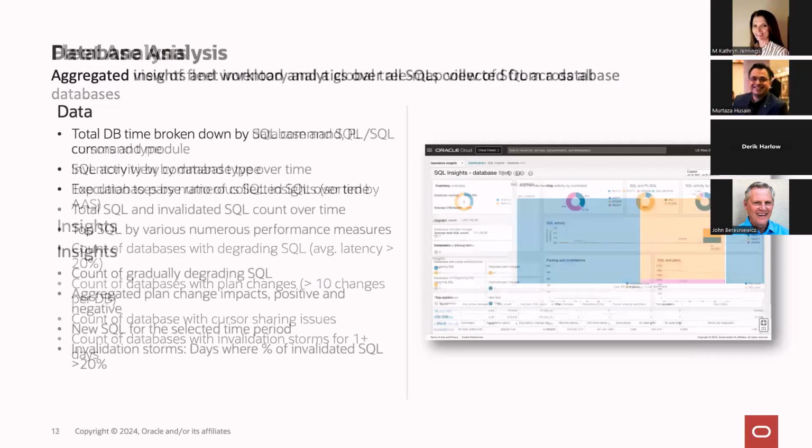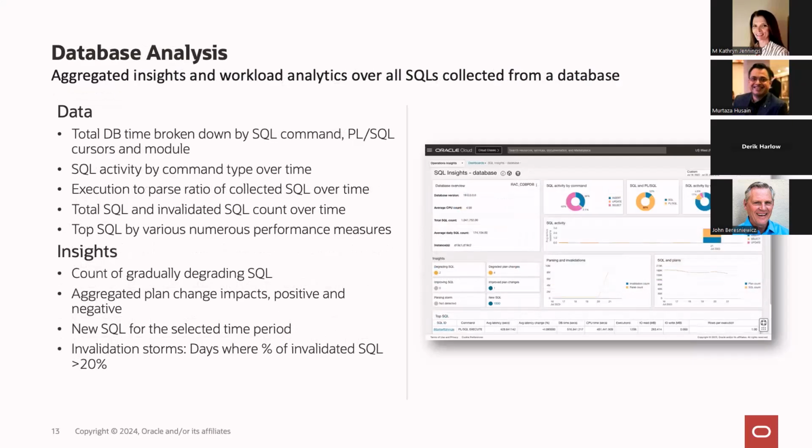So from the fleet, you can drill down in context of a single database of your choice, which is shown here on the right-hand side. This is a database level dashboard. And over here, it provides insights from a performance summary of all SQL statements collected for a database over time. It includes SQL activity over time, broken down by command type and module, parsing and invalidations, top SQLs by other important measures. Insights, which you can see on the left-hand side, include aggregate impact of plan changes, degrading SQL, new SQL, and cursor invalidation storms.